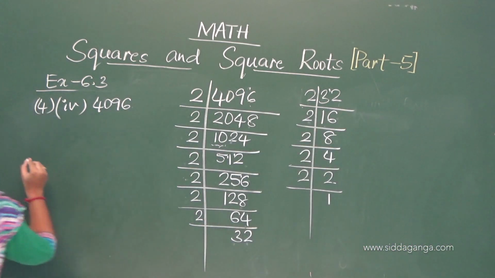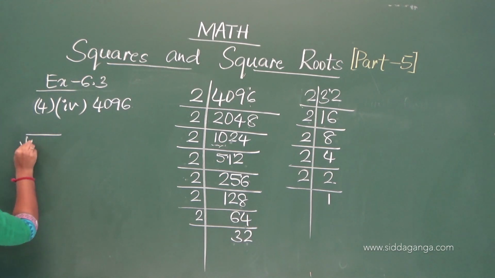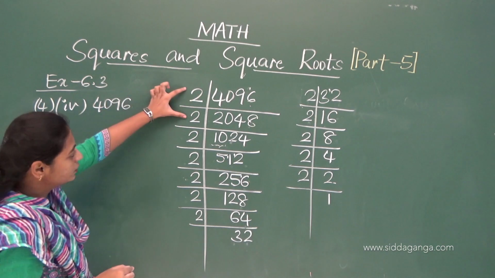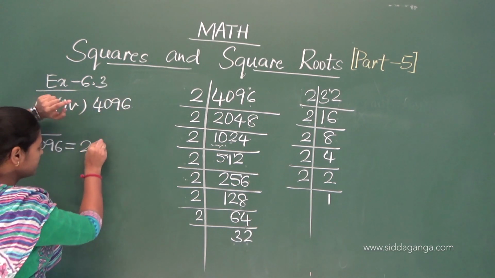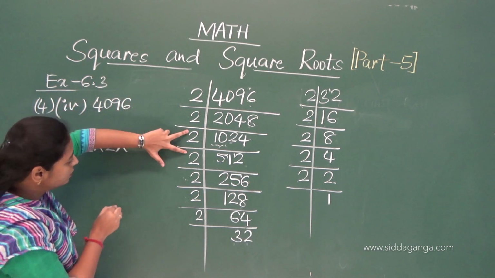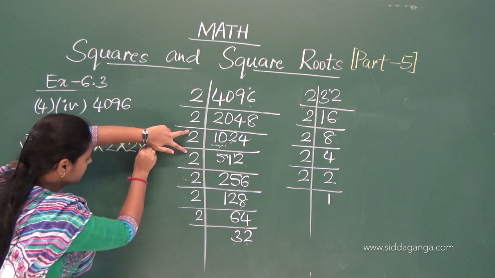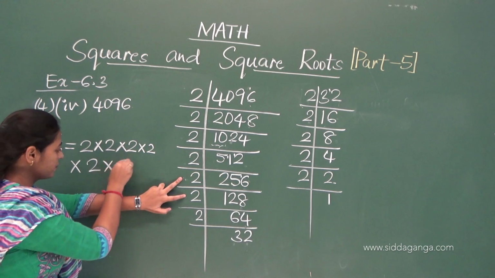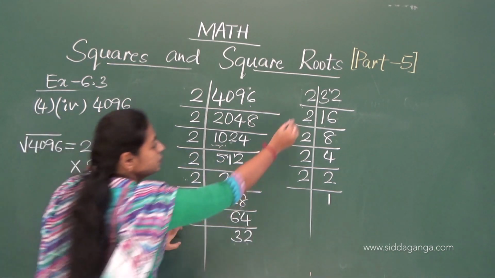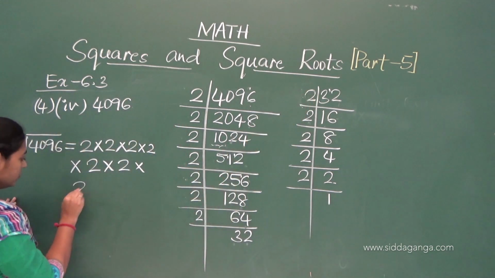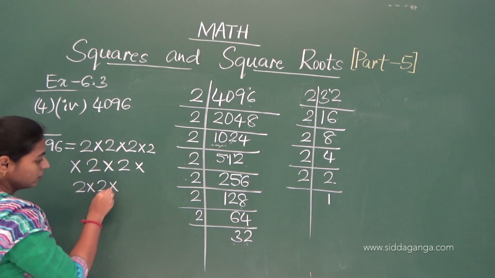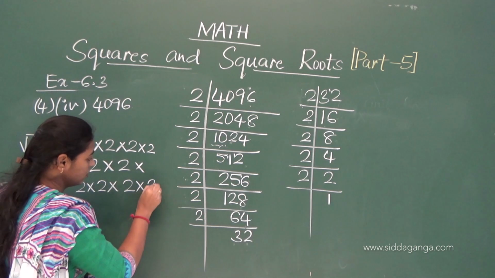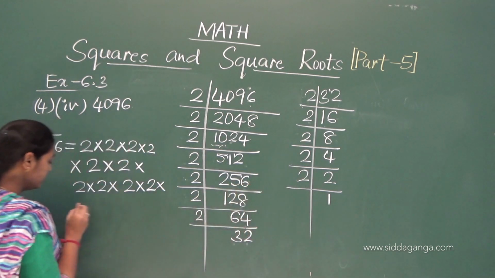Again 2 8s are 16, 2 4s, 2 2s. Next, root of 4096 is equal to 2 into 2 into 2 into 2, next 2 into 2 into 2 into 2, next 2 into 2, and last pair 2 into 2.